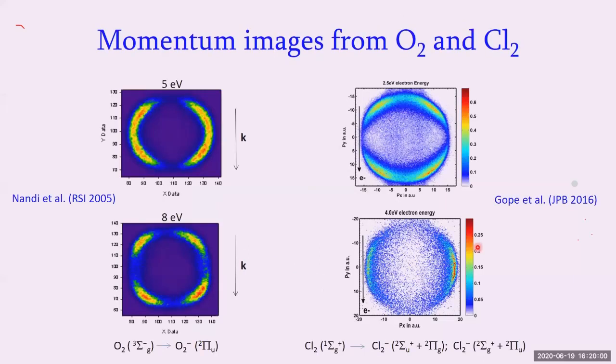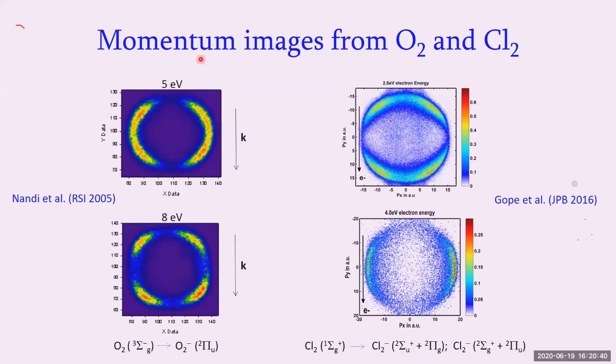Now, before we did our H2 measurement on diatomics, let me show you some of the examples. O2 and Cl2 are both homonuclear diatomics. These measurements were done by Dhananjay. The notable thing is that as you change the electron energy, you have momentum images, or the angular distribution. Let me tell you what this image represents. Basically, the size of the image tells you the kinetic energy of the fragment negative ion.